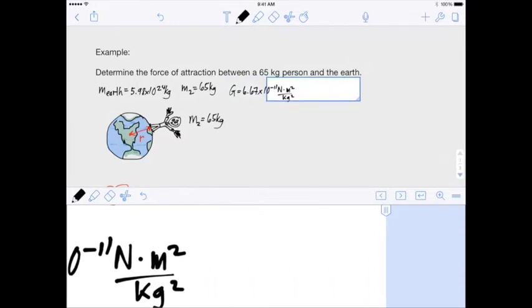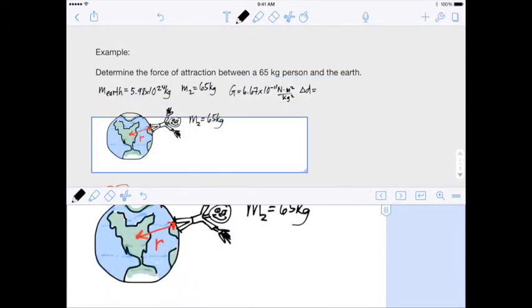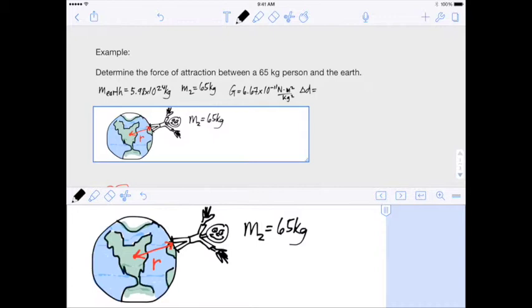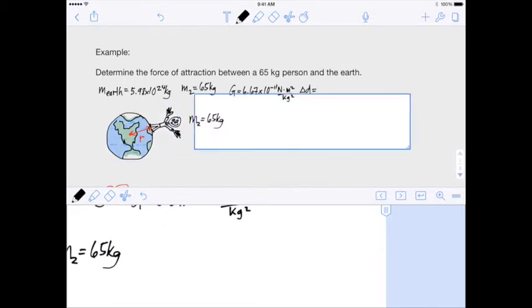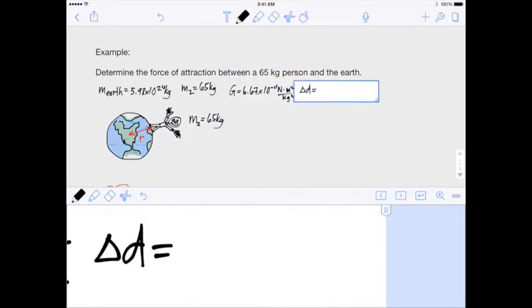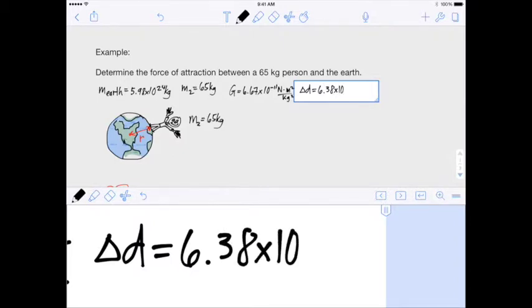And we also need the distance in between these two objects. To do so, let's take a look at this diagram. The distance between the center of the Earth and the object is approximately equivalent to the radius of the Earth. The radius of the Earth is so big that the height of the person is irrelevant. It's negligible. So the distance between any object and the Earth is equivalent to the average value for the radius of the Earth. And this is another constant value. This can be found in the appendix of any physics textbook. And this value is 6.38 times 10 to the power of 6 meters.